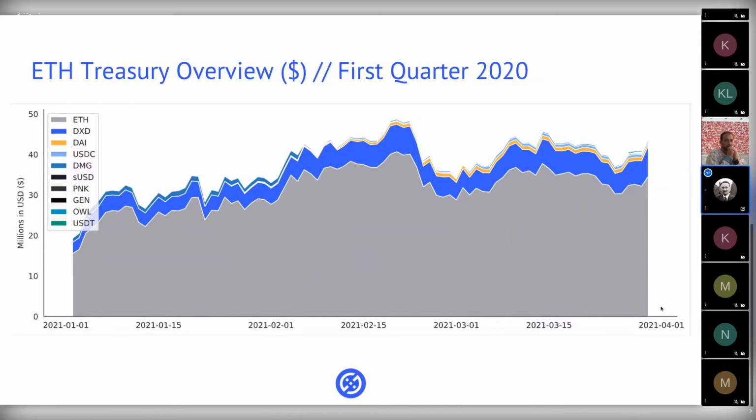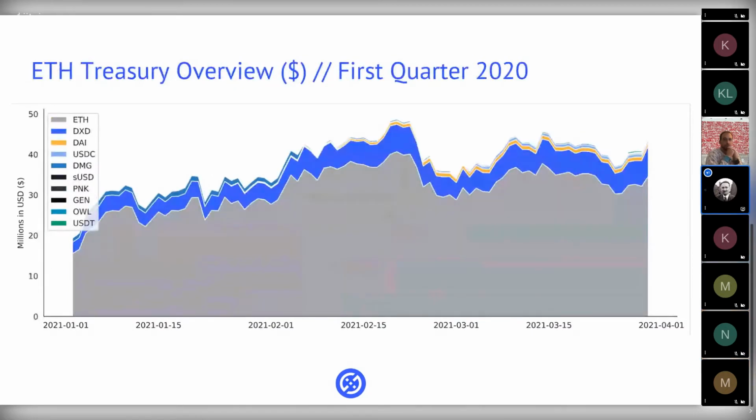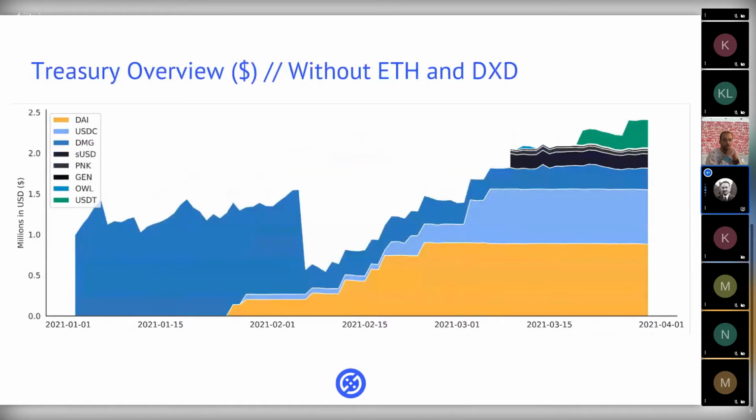But we can see that Ether, nevertheless, rising in value has raised the overall value of the DXdao treasury. If we take out Ether and DXD, of course, as in the slides before, given the amount of Ether and DXD we hold, you can't really see any of the other tokens. We can see an overview of the other tokens we hold in our DXdao treasury.